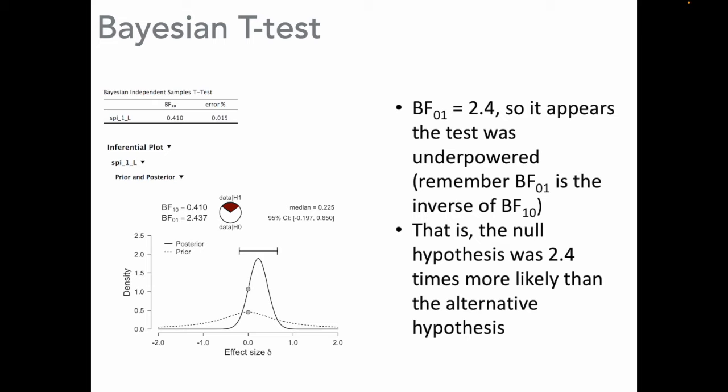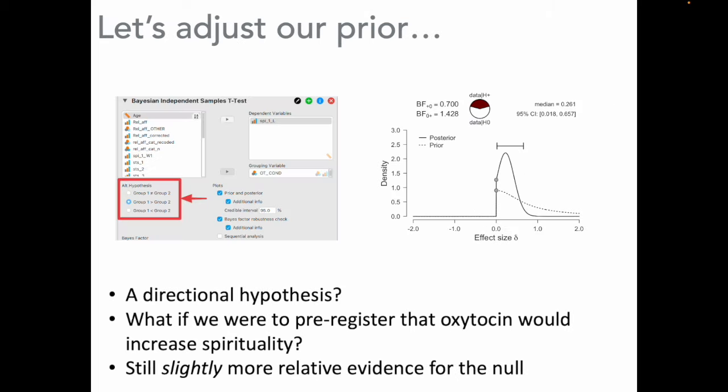So yeah, 2.4 times more likely that the null is more likely than the alternative hypothesis. Thinking about the prior distribution, perhaps you have pre-specified a hypothesis that group 1 is bigger than group 2. So you don't think there's actually going to be anything on this side of this effect size because the effect size is going to be positive. You can adjust your prior distribution to reflect your hypothesis.